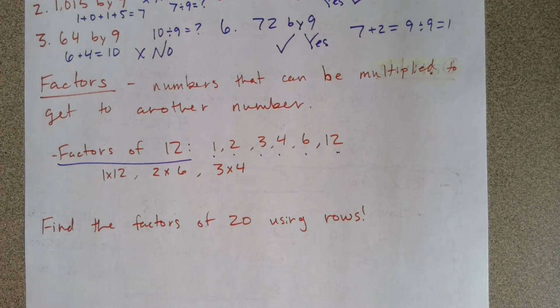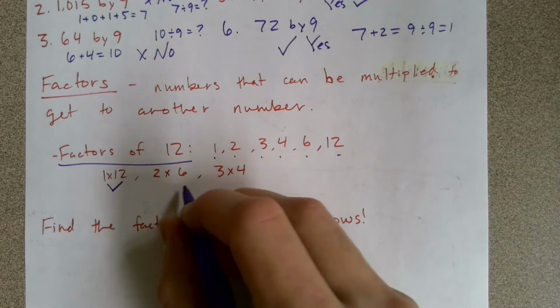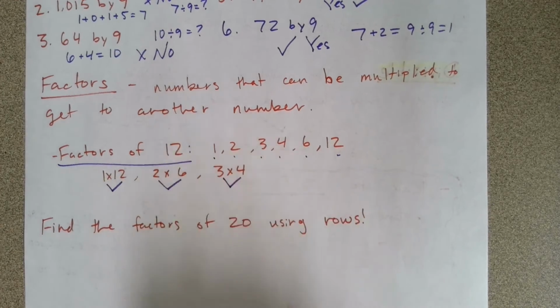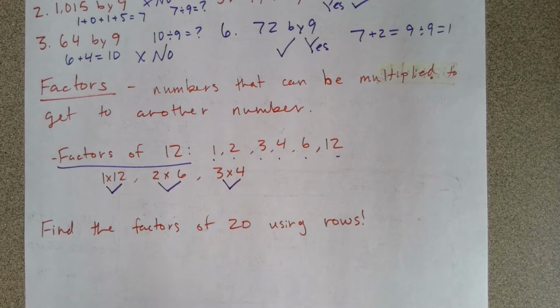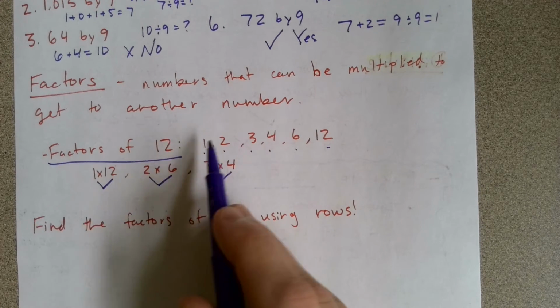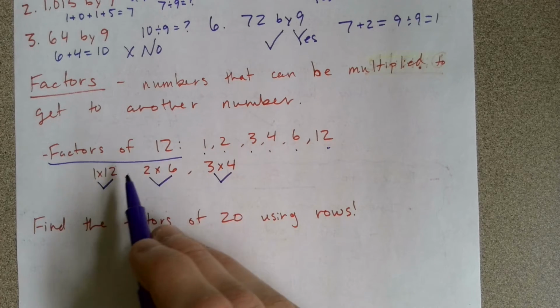Those are factors because I paired them up. 1 times 12 equals 12. 2 times 6 equals 12. 3 times 4 equals 12. Those are the 3 ways that we can multiply to get to 12. Those are our factors: 1, 2, 3, 4, 6, and 12.